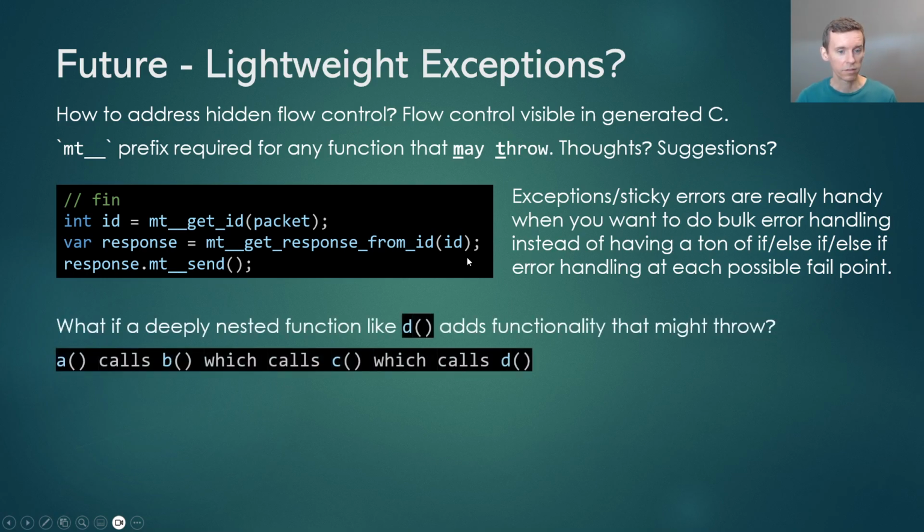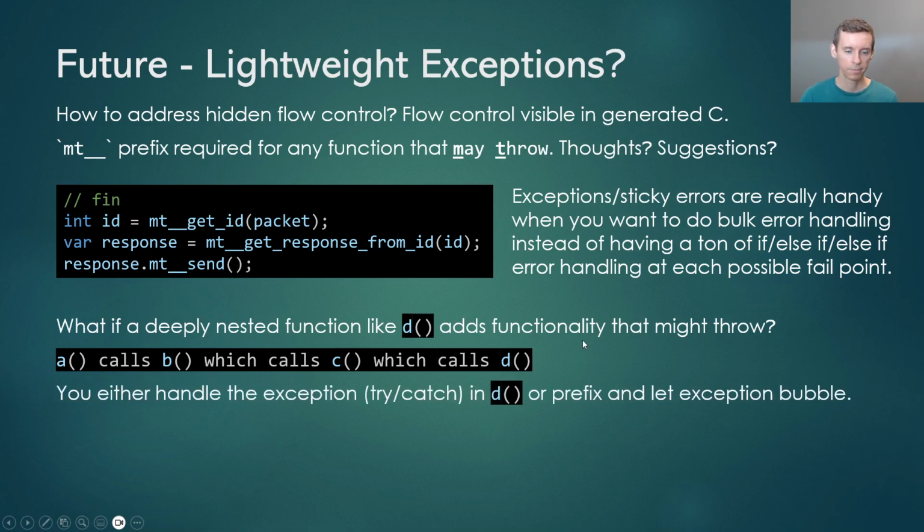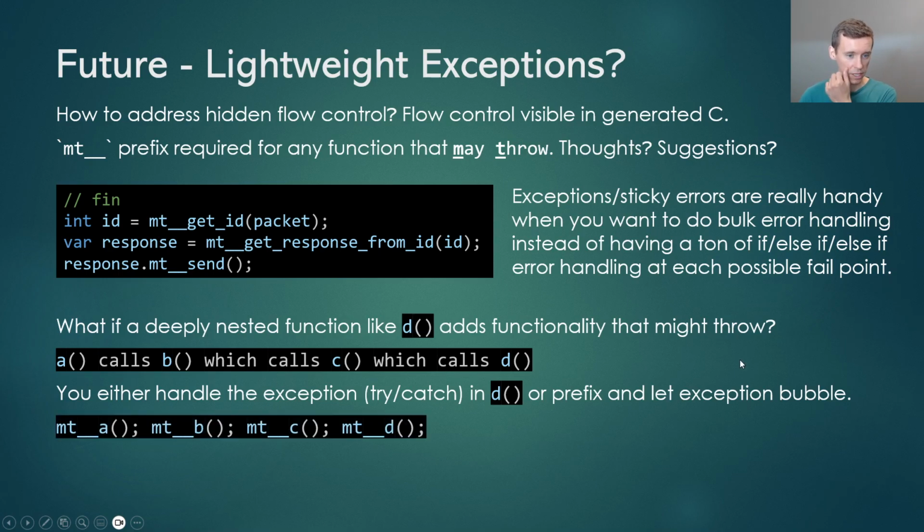But what if we have a deeply nested function like D that adds new functionality that might throw? So in this case, let's say A calls B, which calls C, which calls D. Well, what do we got to do? Either you handle that exception in D with a try catch, or you prefix D and let the exception bubble up to the next layer.